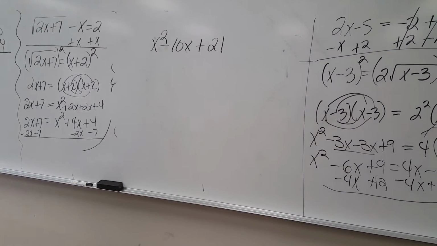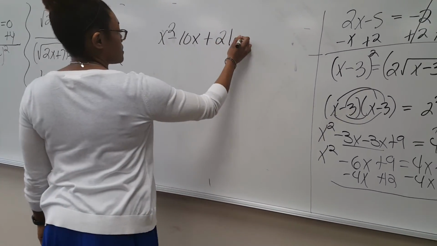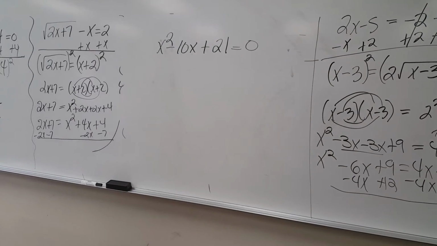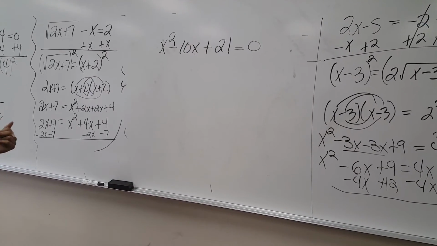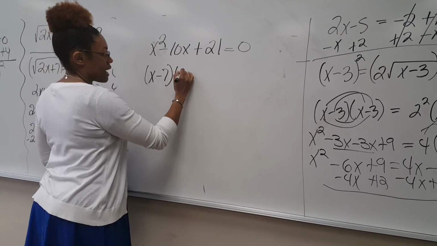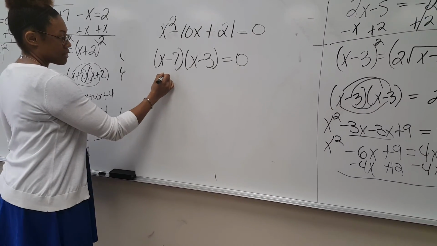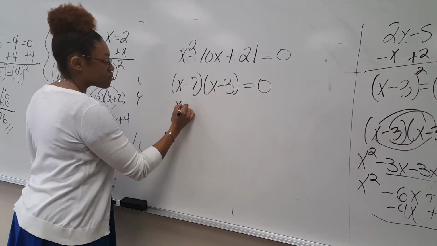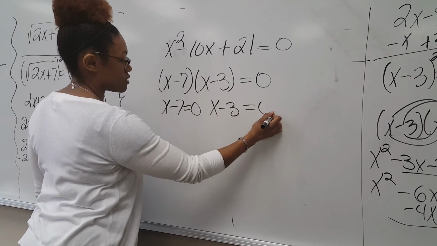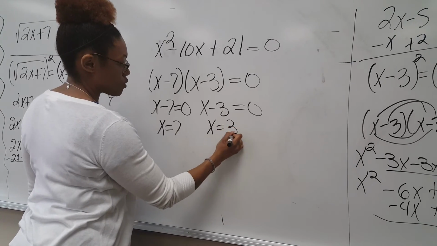So now I have to say what multiplies to be 21 and adds up to be negative 10. Well, that'll be negative 7 and negative 3. So this will be x minus 7 times x minus 3 equals 0. So now we set those both equal to 0. So x minus 7 equals 0 and x minus 3 equals 0. So in this case, x will equal 7 and x would equal 3.